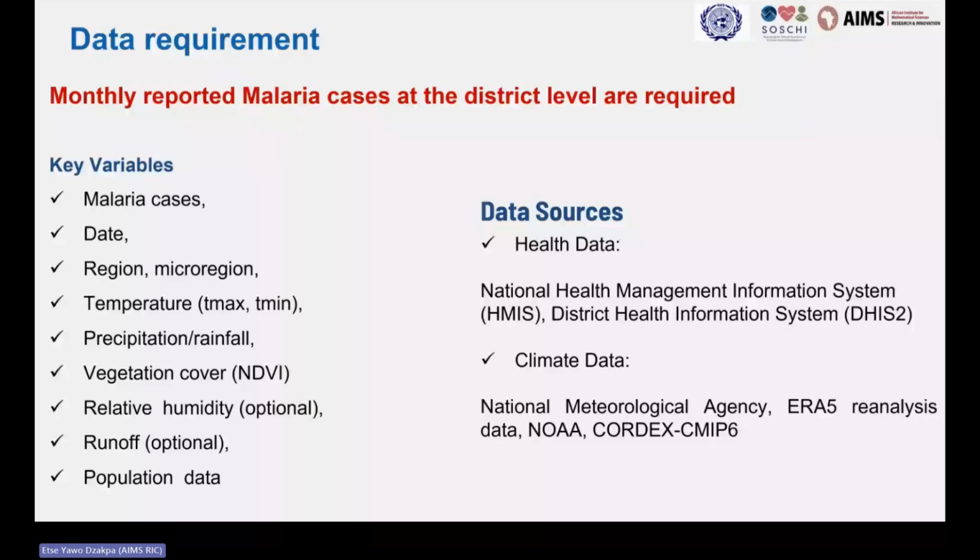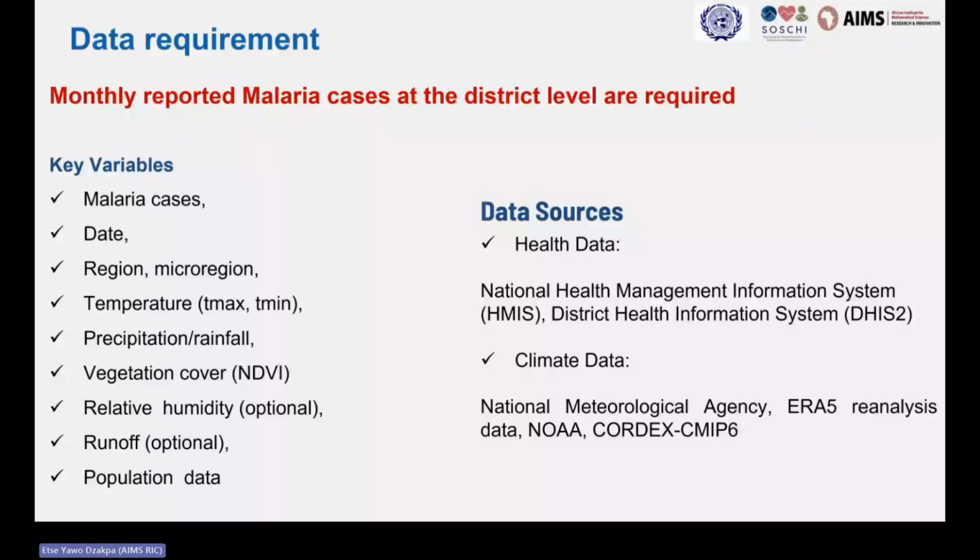Within those variables, we have key variables, for example temperature, precipitation, and population. But other variables like vegetation, relative humidity, and runoff water are considered as confounders that might also have an impact on malaria cases. So we recommend having those data, and those data are easily accessible from the National Health Management System, and the climate data can be from the National Meteorological Agency, or we can even use the global reanalysis data from ERA5.